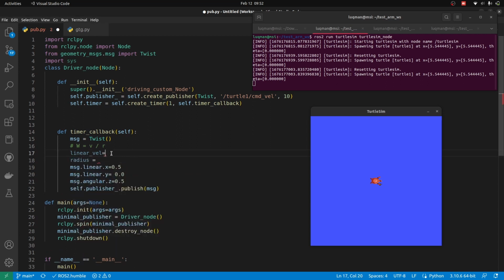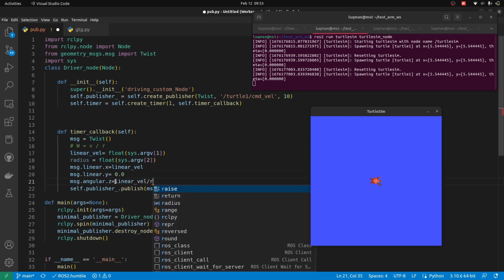These are going to be taking inputs directly from the execution of the node, so I'll add these system arguments that take inputs while running the nodes. It's utilizing the sys library. Linear velocity is then going to be given to the message linear x, and for the angular velocity it is going to be linear velocity and the radius.